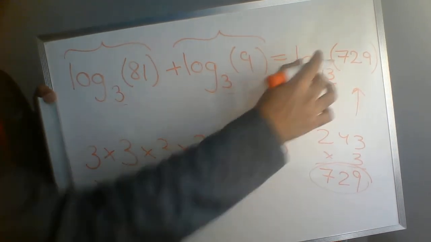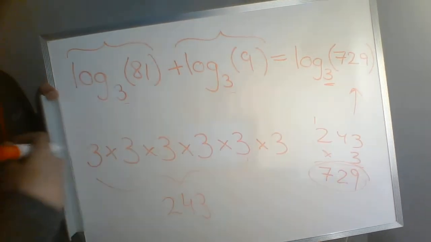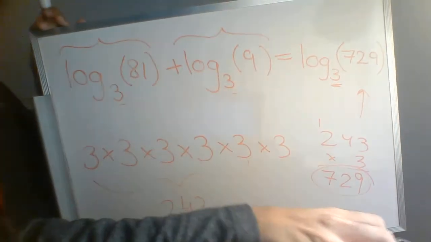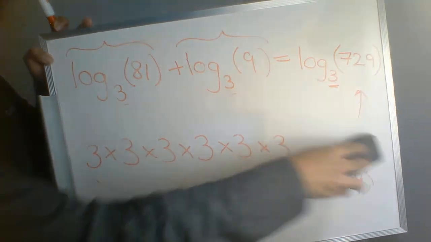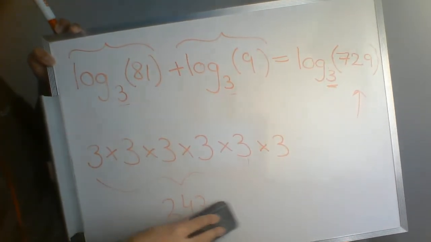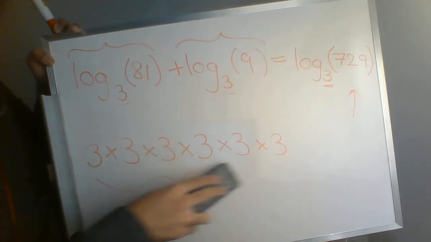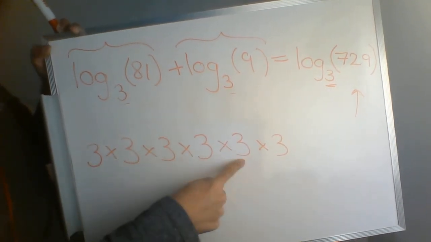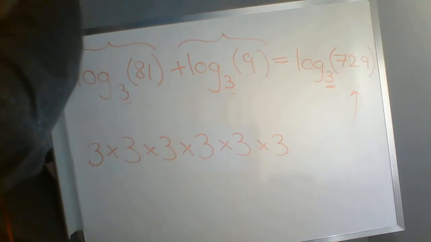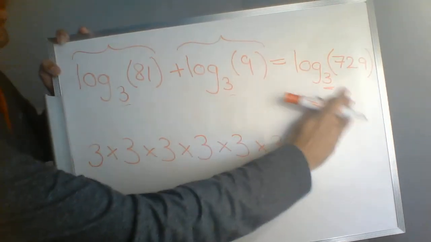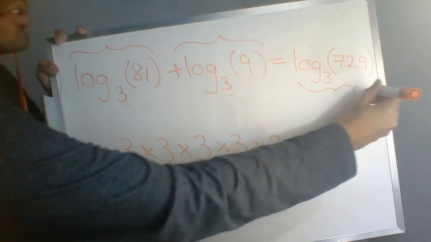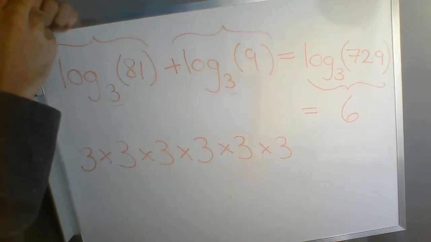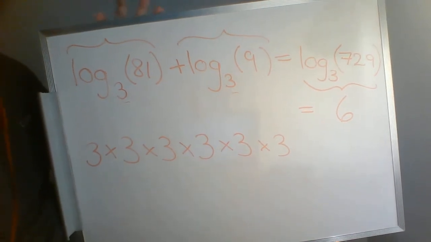So now that we've hit that target, we just need to count how many 3's we multiplied together, and that'll be our answer to that logarithm over there, log base 3 of 729. So if we count out how many 3's we used, well, 1, 2, 3, 4, 5, 6. We multiplied 6 3's together. So that means our answer to this logarithm right here is just 6, which is the same answer that we got when we solved it the first way.